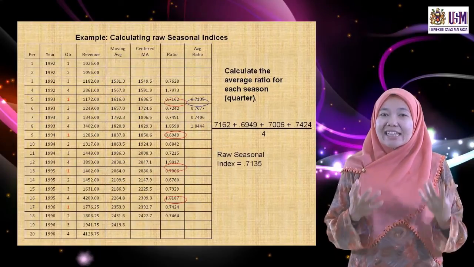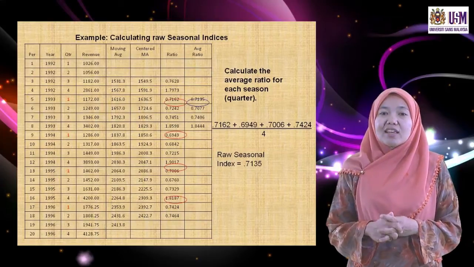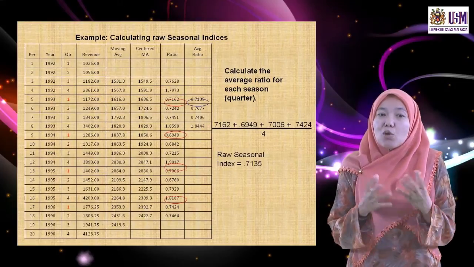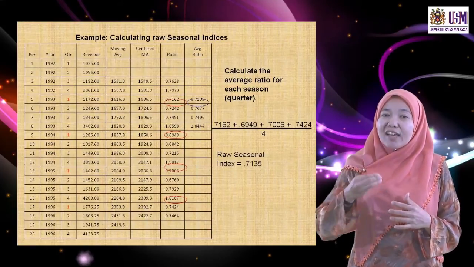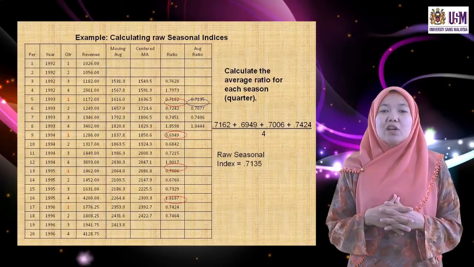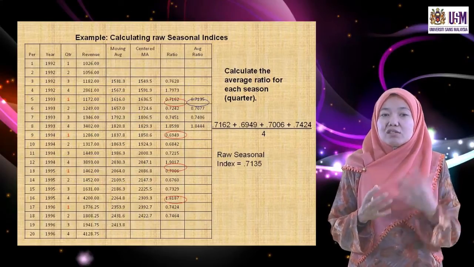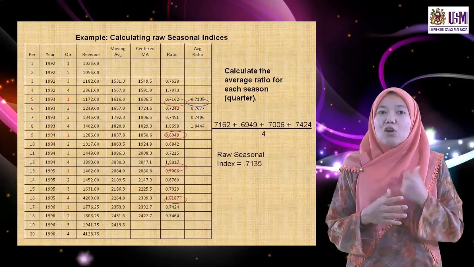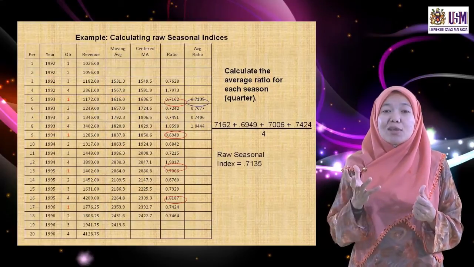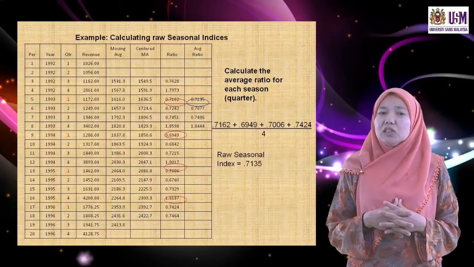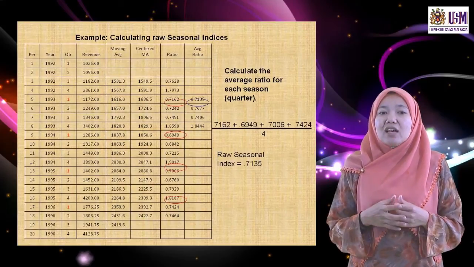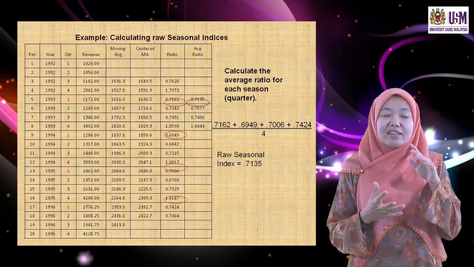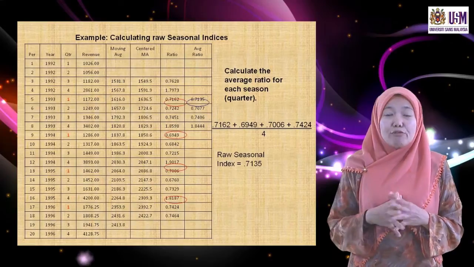So when it comes to calculating your seasonal indices, what you need to do is add all the seasonal ratios, in this case for quarter one first. So you find the seasonal ratios for all quarter one. The first quarter one seasonal ratio that you can observe is in period 5, that is for 1993, quarter one, seasonal ratio of 0.7162. Then you have the next quarter one seasonal ratio, which is in 1994 in period 9, the ninth line, which is 0.6949.